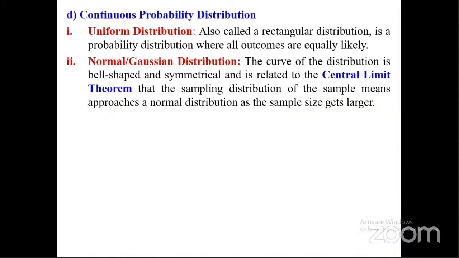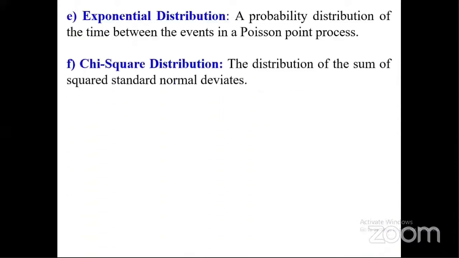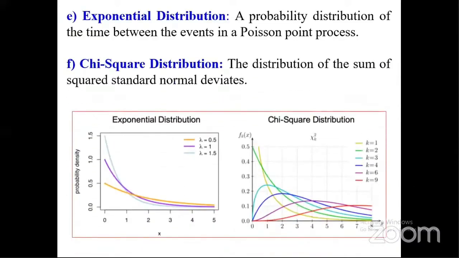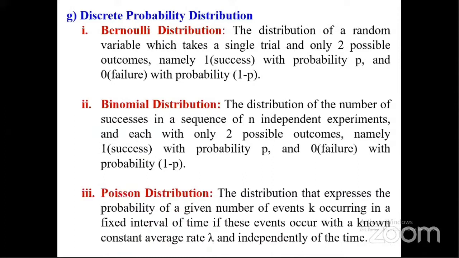Then for continuous probability distributions we are using uniform distribution, normal Gaussian distribution, Poisson distribution, exponential distribution, and chi-square distribution. Why are we using chi-square distribution? It is the distribution of the sum of squared standard normal deviates. For that purpose, we are using chi-square distribution. Discrete probability distributions are Bernoulli distribution, binomial distribution, and Poisson distribution.